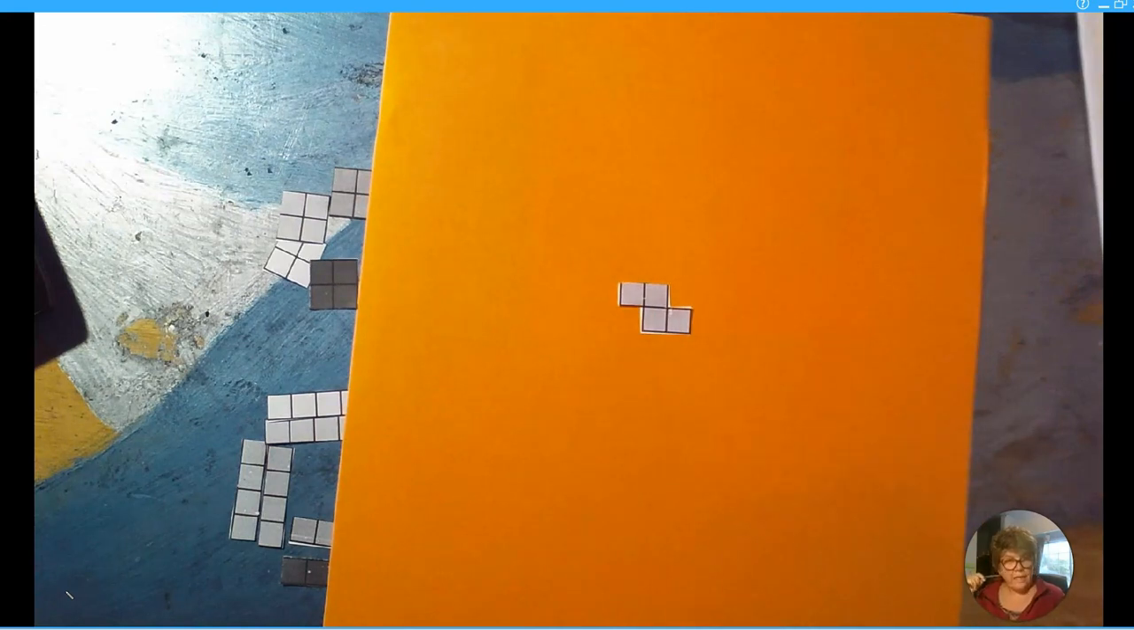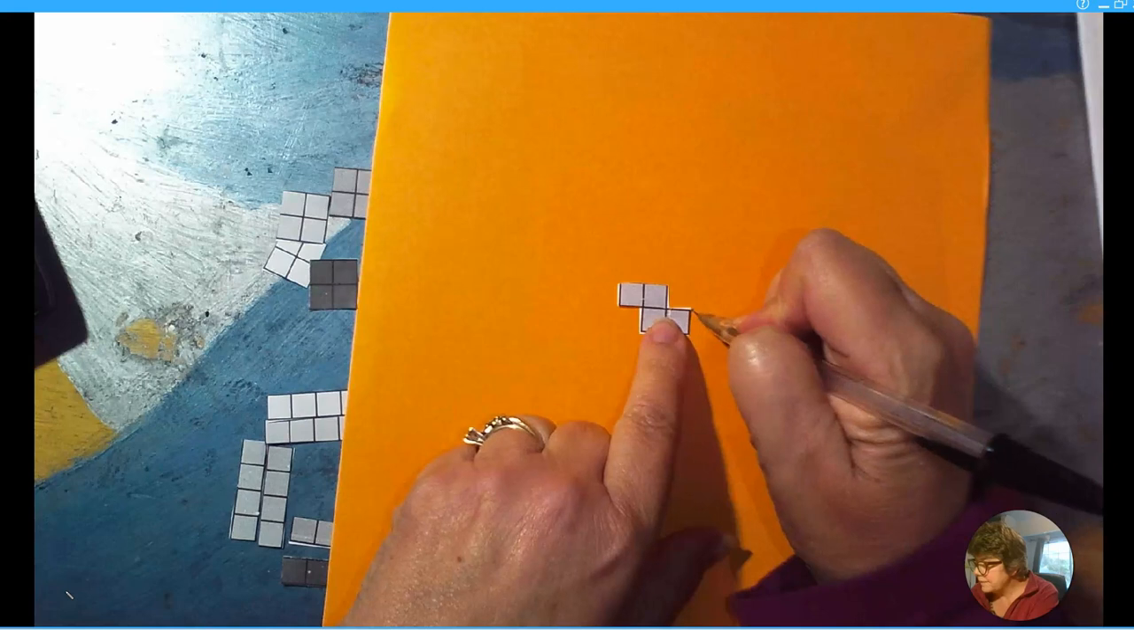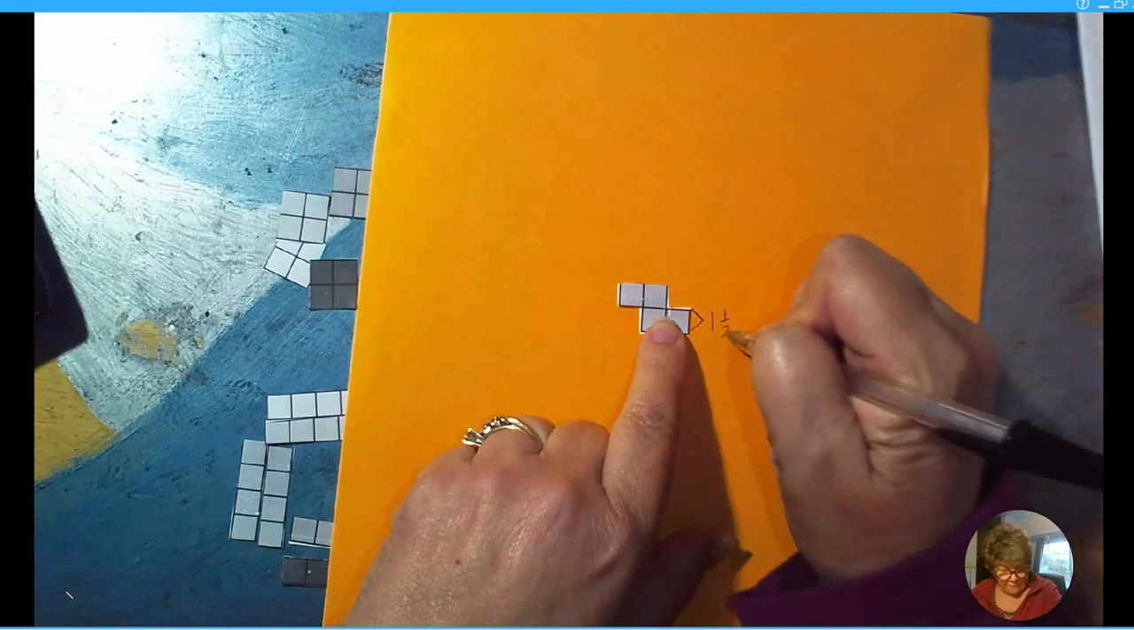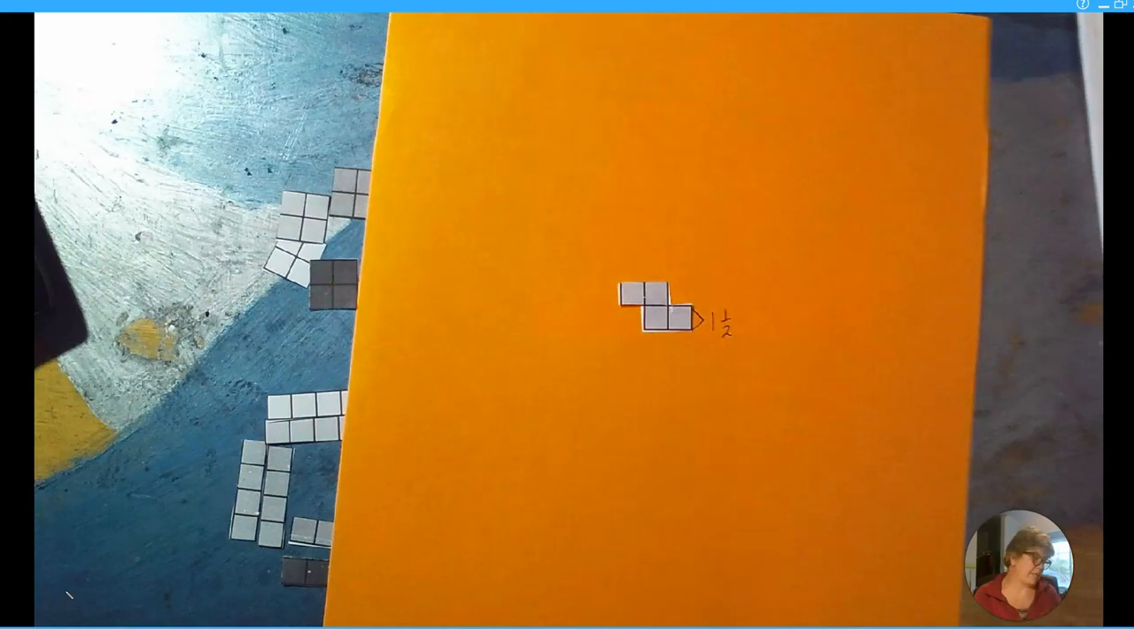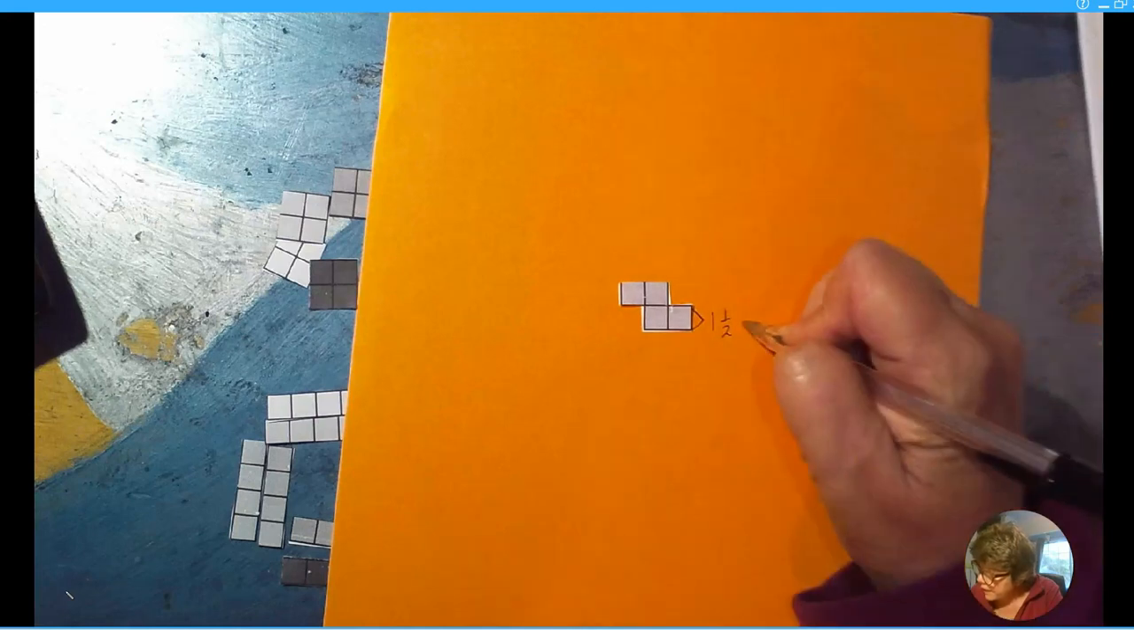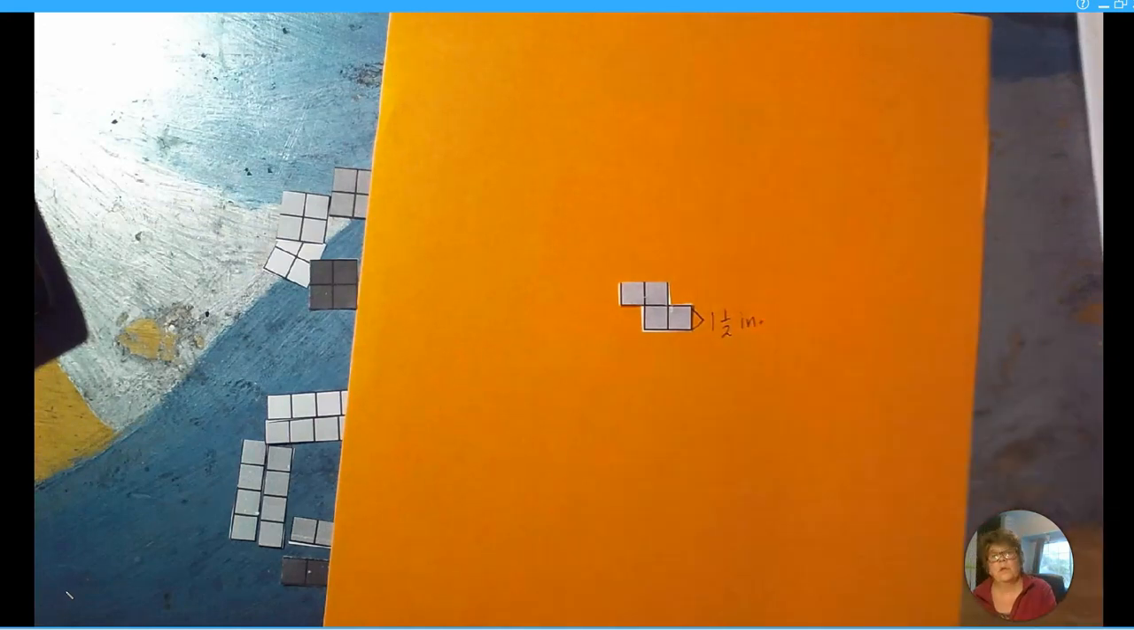How can you figure out the area of one square, and would that help you find out the area of the whole thing? And if you know the area of one square, can you figure out the area of the whole thing? Okay, so think about what different methods you could use. If we know that one side length is 1.5, 1.5 inches. So we do have a unit, 1.5 inches.